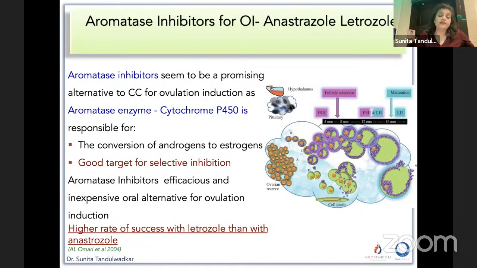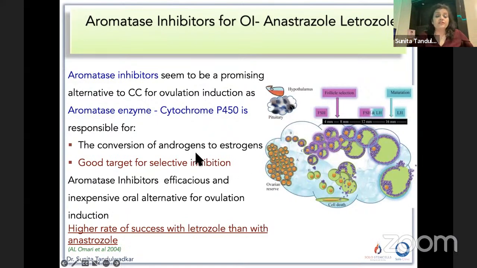Remember one thing: when letrozole came for ovulation induction, many publications tried and proved non-inferiority of letrozole over clomiphene. Then they started talking about letrozole being as good as clomiphene even as far as multiple pregnancy is concerned, or the birth defects of the baby. And then we are now coming to publications where letrozole is becoming the first drug of choice for ovulation induction, especially in PCOS patients.